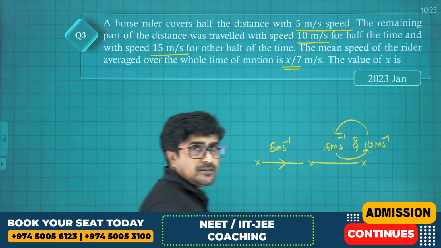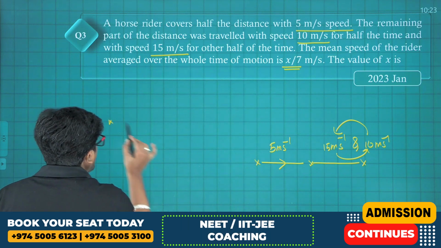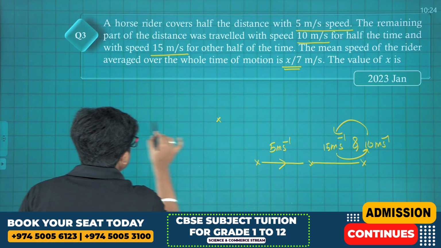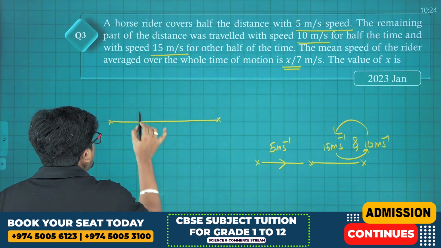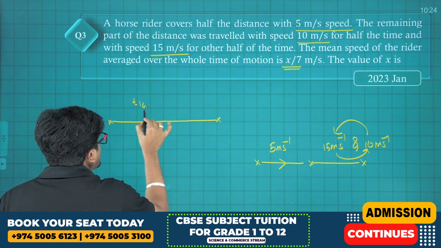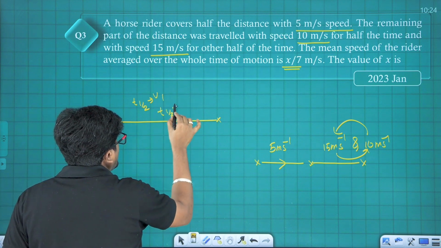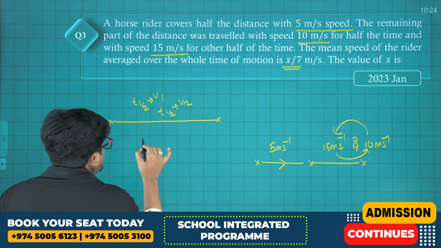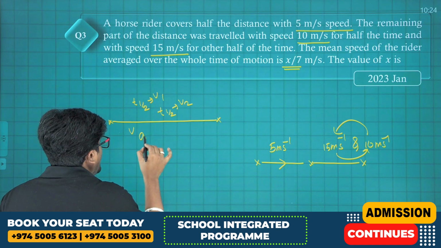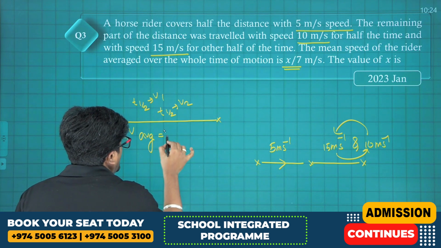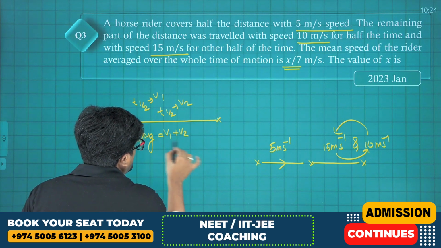So the concept is, if for a total journey, first half of the time is covered with a speed of V1 and second half is covered with a speed of V2, then in that case V average is supposed to be what? V1 plus V2 by 2.